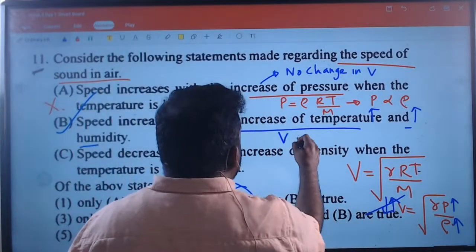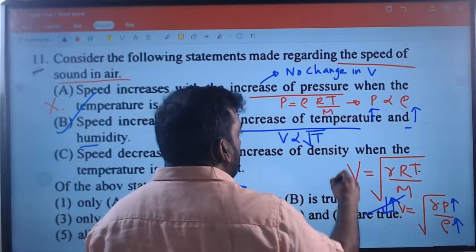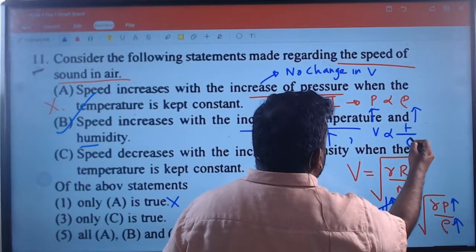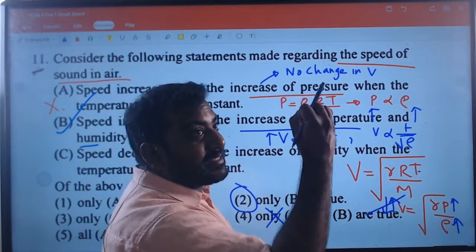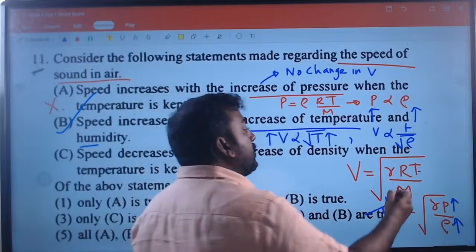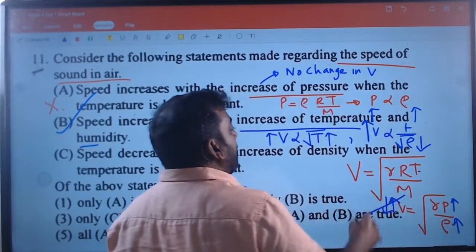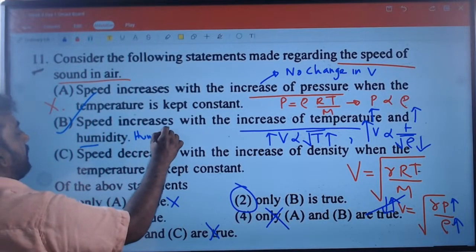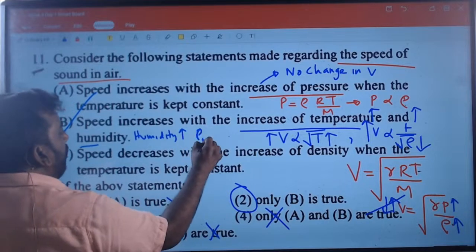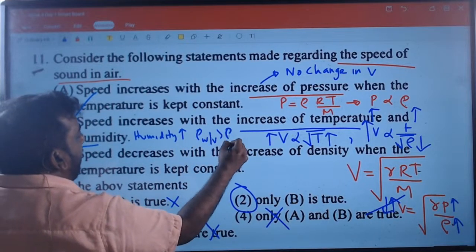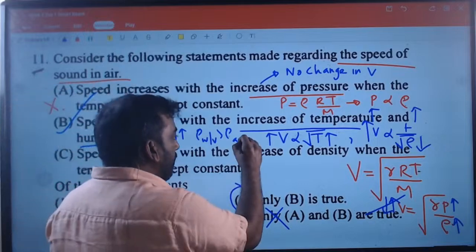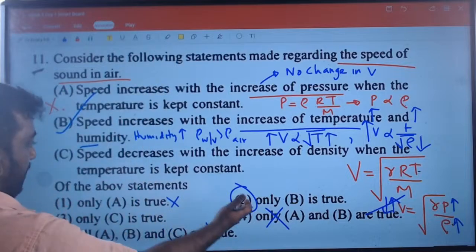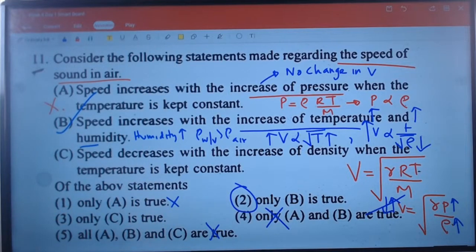Temperature: V is proportional to square root of T. T increases, V increases. Next, V is inversely proportional to square root of rho. Humidity increases means air density will reduce, so velocity will increase. When humidity is high, the density of water vapor is more and the density of air is less. Lesser density of air means greater velocity. So only one possibility is there. The correct answer is answer number 2.